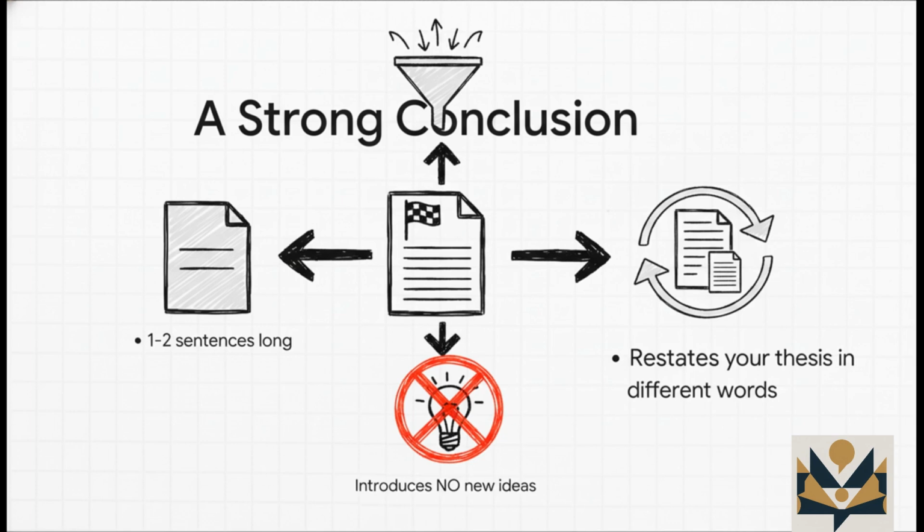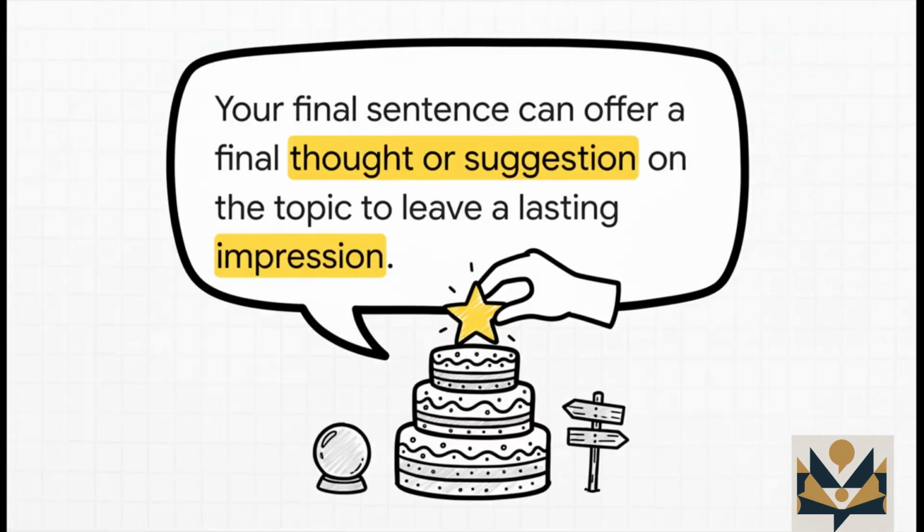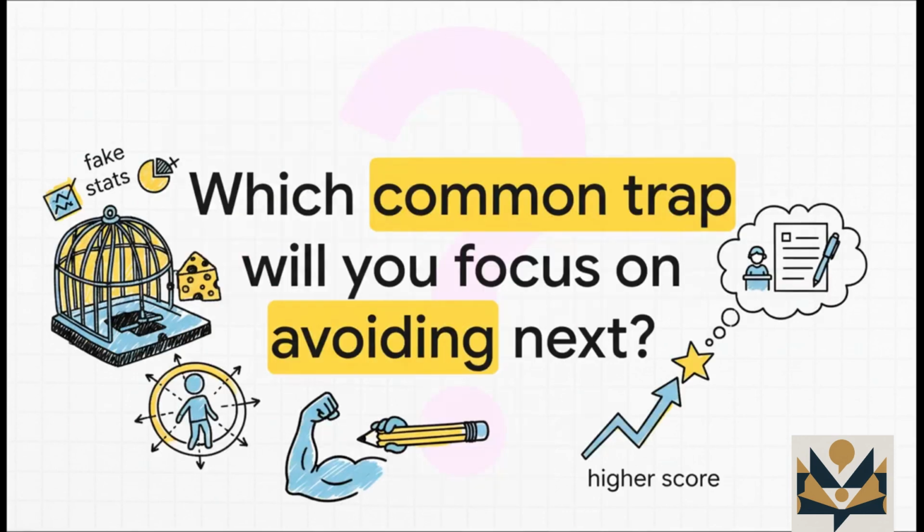But, and this is important, make sure you use different words than you used in your introduction. And hey, if you want to add a little extra polish, your final sentence can be a nice finishing touch. You could offer a final thought, maybe a suggestion, or a prediction about the future of the topic. It's not required, but it's a really nice way to leave a lasting, powerful impression. And there you have it. That's your complete blueprint to a high-scoring IELTS opinion essay.